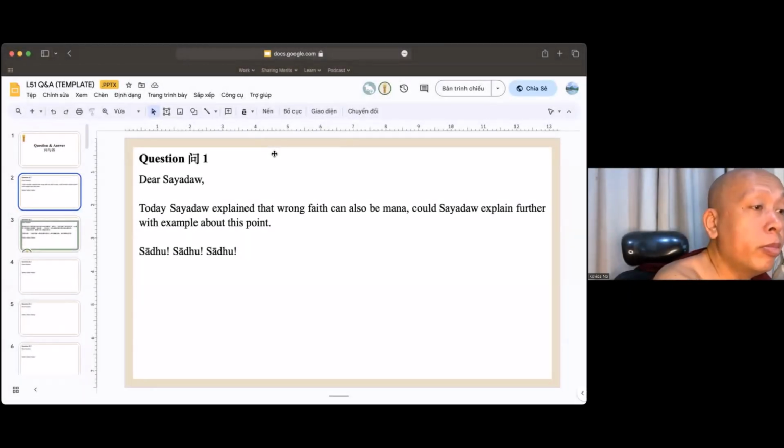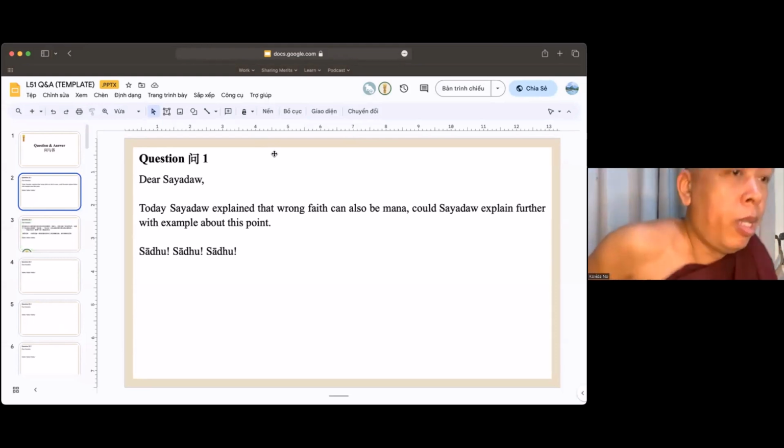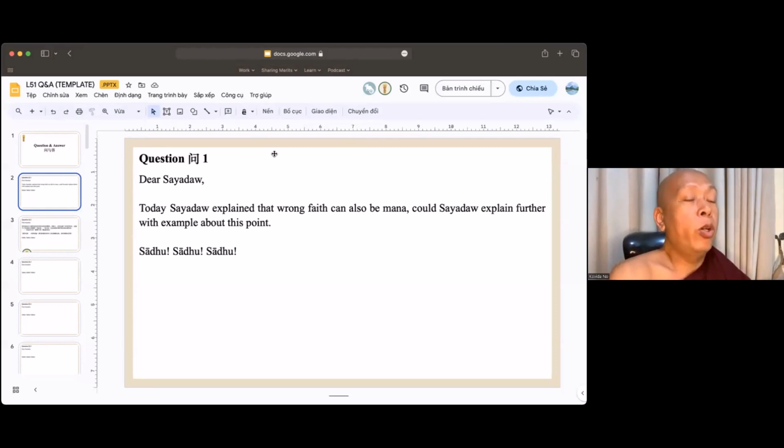Yes, Sayadaw, the first question is: today, Sayadaw explained that wrong faith can also be mana. Could Sayadaw explain further with an example about this point? Okay. So in this case, you may be very familiar with the English word self-confidence.